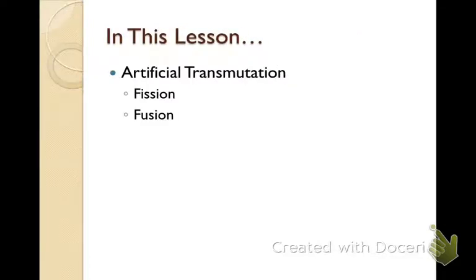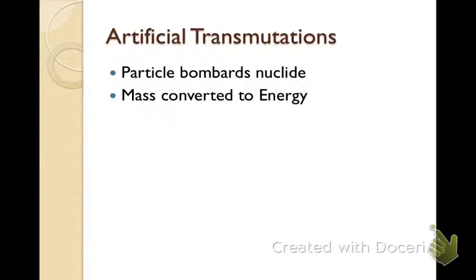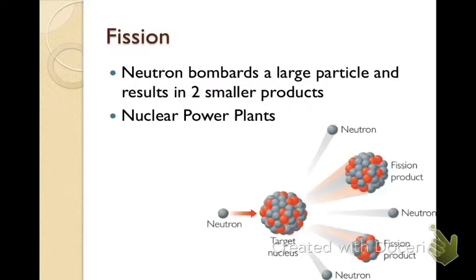So these are artificial transmutations, meaning that two particles need to collide with one another in order for this reaction to occur. In natural transmutations, like in the last lesson, they spontaneously decayed, meaning that no energy was needed in order for one particle to break down into smaller particles. So in artificial transmutations, particles can bombard the nucleus of another atom, and mass is converted to energy. Remember that mass is converted to energy because you'll see that question a few times.